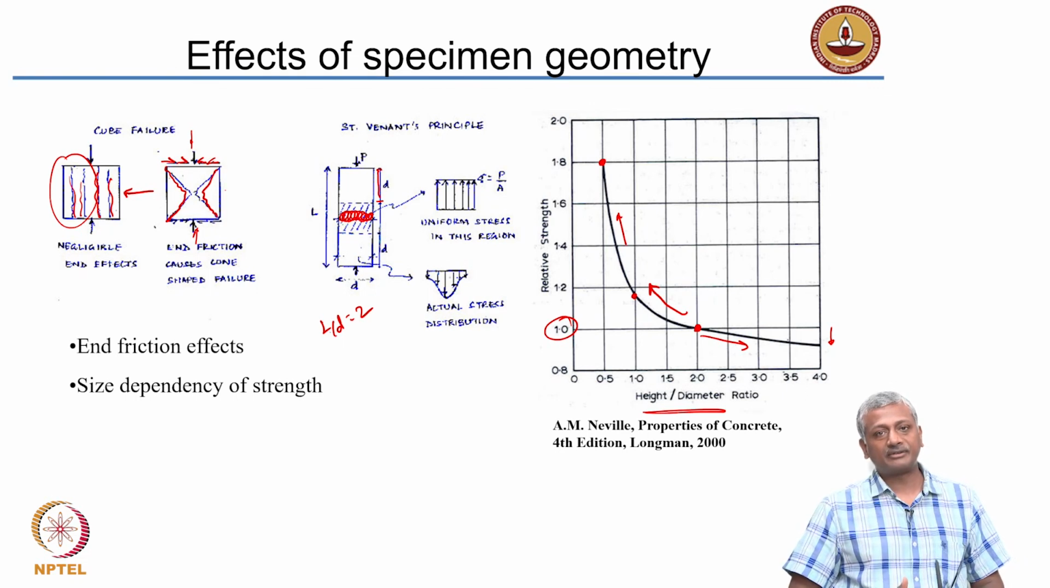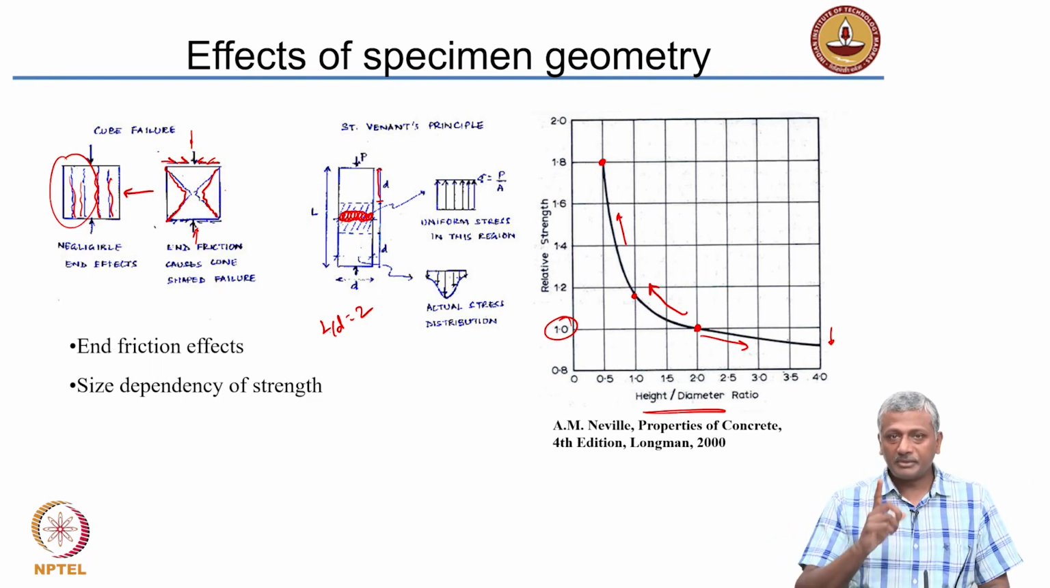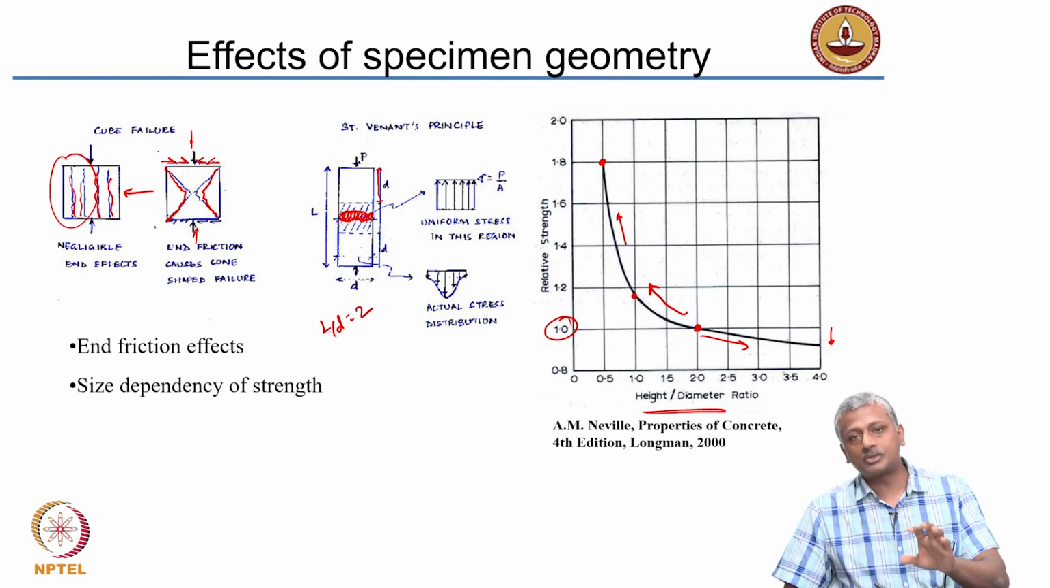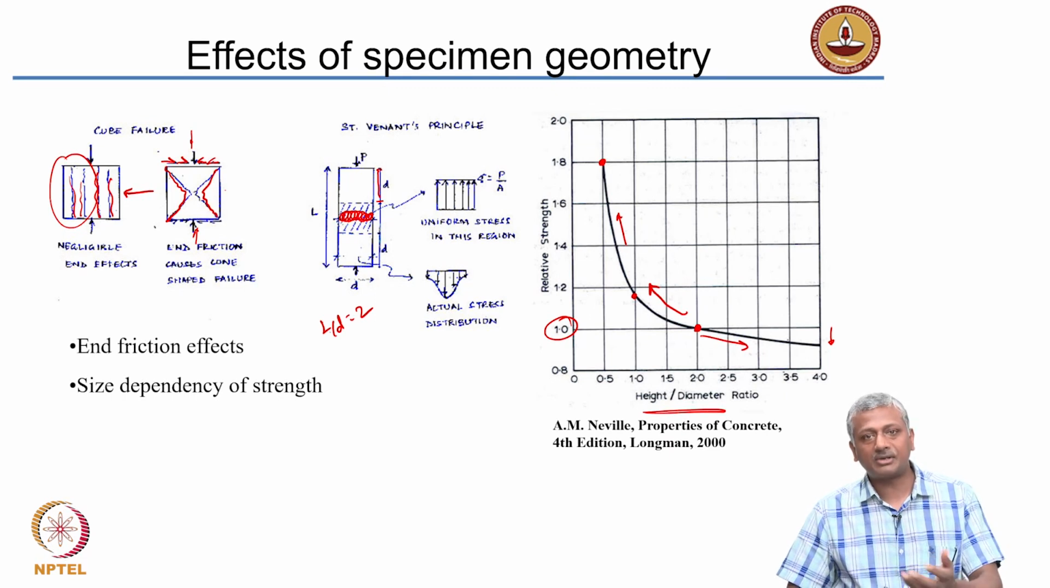The end friction effects are going to be felt throughout the specimen when your L by D ratio starts getting reduced beyond 2. Okay. So, please remember, this is the reason why strength is not considered to be a material property, because it depends on so many test related factors.